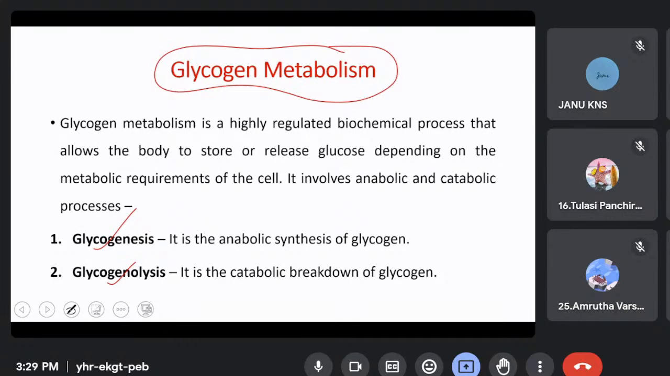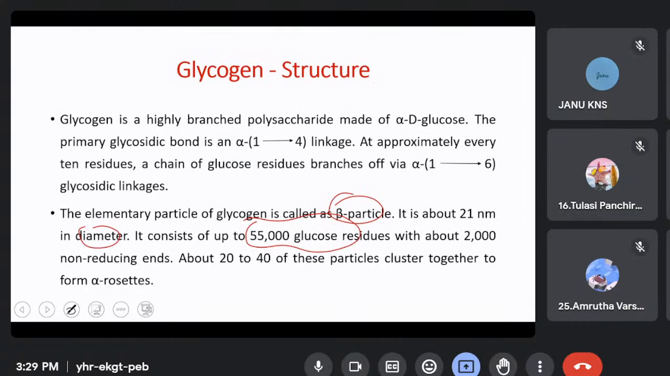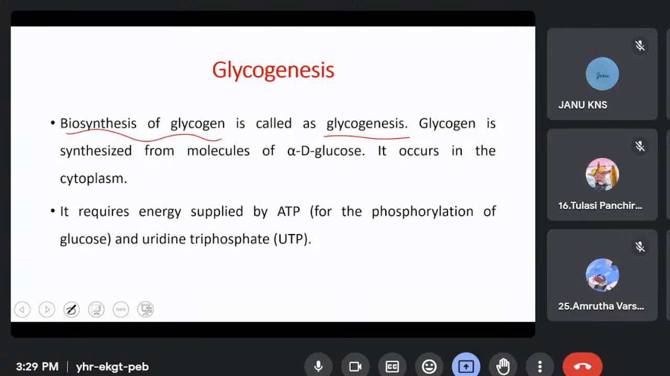Coming to glycogen metabolism, the first event is glycogenesis, that is, synthesis of glycogen. How it takes place, let us see. Biosynthesis of glycogen, that is, formation of glycogen, is called glycogenesis. We have seen that glycogen is a polysaccharide made of alpha D glucose. Thus, it is synthesized from molecules of alpha D glucose. So where does the process of glycogenesis take place? Does it take place in any cell organelle or nucleus? No, it takes place in the cytoplasm itself.